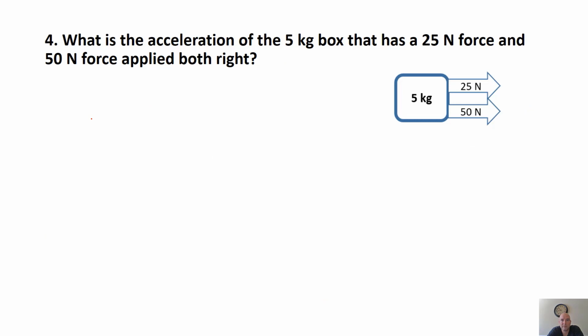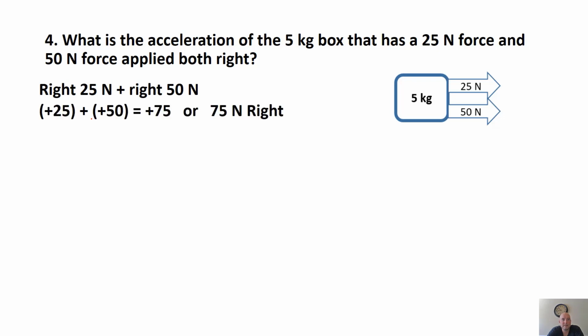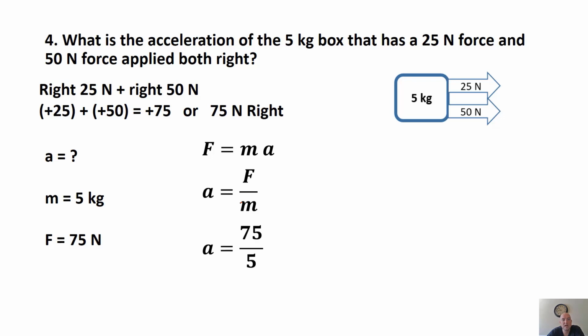So the next problem, we have two people pushing on the same side, so they're both going to the right. Since they're both going to the right, you add them up together, and you get 75 newtons to the right. Now we're going to use that to find our acceleration with our mass of 5 kilograms, and we have a force of 75. So we go to F equals ma, we rearrange the equation again, and we get 75 over 5, which ends up being 15.0 meters per second squared to the right.